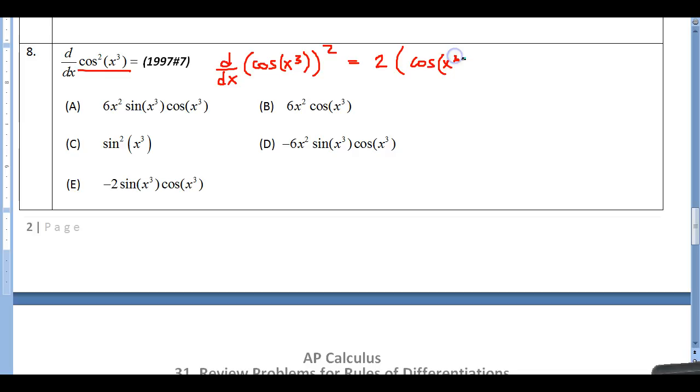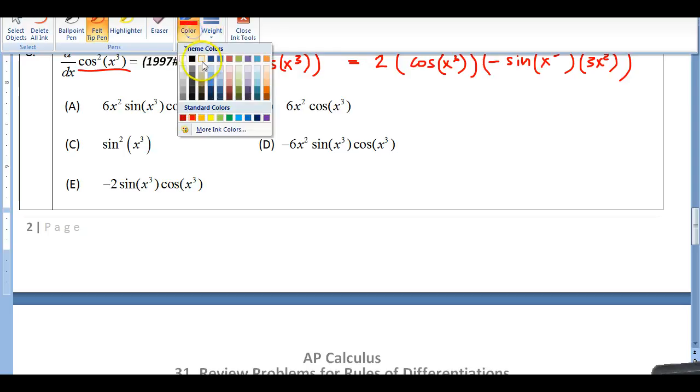Cosine of x to the 3rd. And then to the first power, subtract 1. But then I'm going to have to multiply by the derivative of the inside. The derivative of the inside would be negative sine x to the 3rd. But then again, derivative of the inside x to the third would be 3x squared. All of this multiplied together. None of these look exactly like that, but I'm going to rearrange a lot of this stuff.